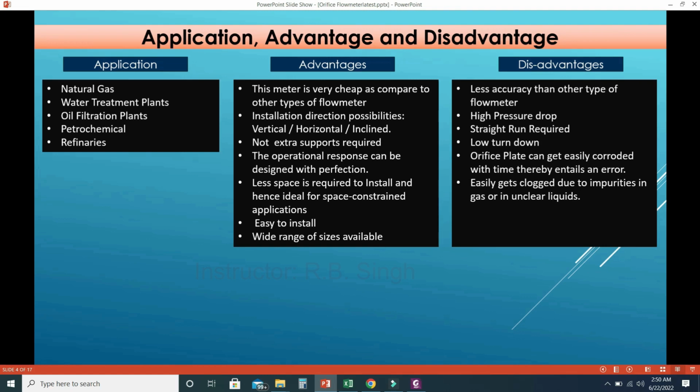The orifice plate can easily corrode with time, thereby entailing an error. In corrosive applications, we avoid using the orifice meter because the orifice plate can be corroded by corrosive fluids. Hence, it can provide some error. So we do not recommend the orifice meter in corrosive applications.